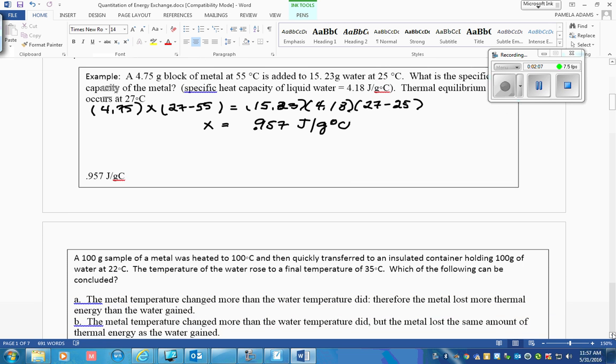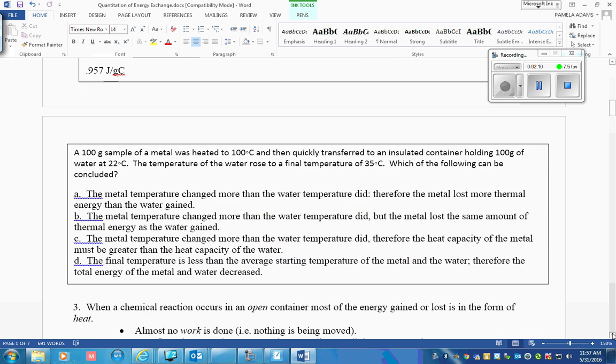It says a 100-gram sample of metal was heated to 100 degrees C and then quickly transferred into an insulated container holding 100 grams of water at 22 degrees C. The temperature of the water rose to a final temperature of 35 degrees C. Which of the following can be concluded? A: The metal temperature changed more than the water temperature did, therefore the metal lost more thermal energy than the water gained. Well, we just proved in the previous problem that the energy lost by the metal is gained by the water, so that means that A must be a false statement.